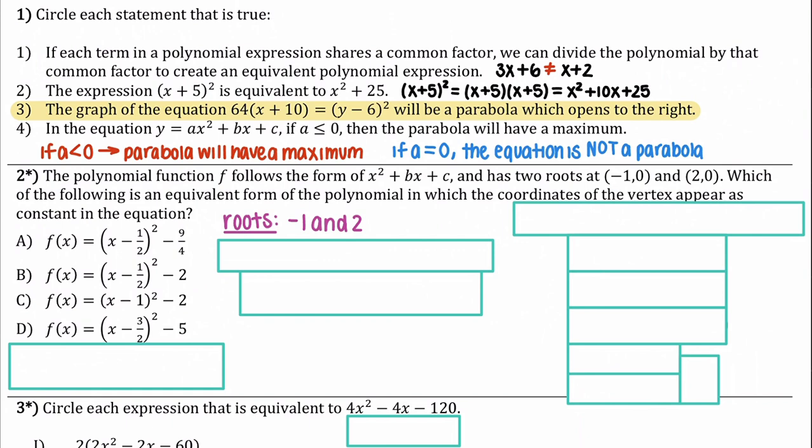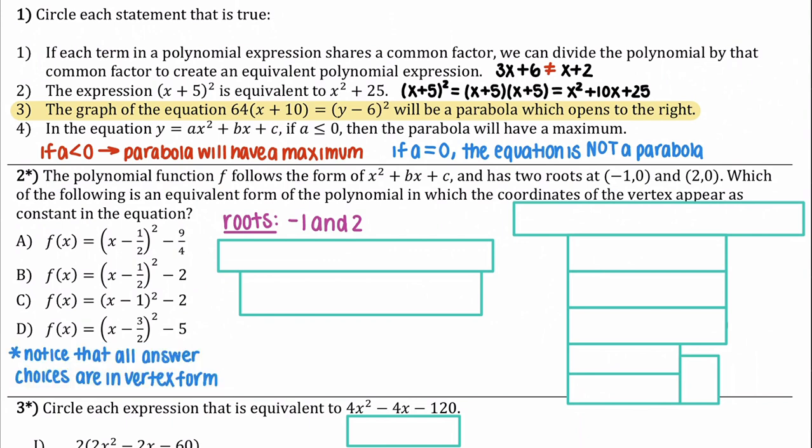Another thing that we want to notice is that looking at all the answer choices, they're all in vertex form. So if they're all in vertex form, even if there were too many words in the problem, we can just see that we need to find the vertex using the information given to us. So if we remember, every single time we talk about the relationship between the roots and the vertex, in order to find the vertex, we need the axis of symmetry. And the axis of symmetry is always midway between the roots.